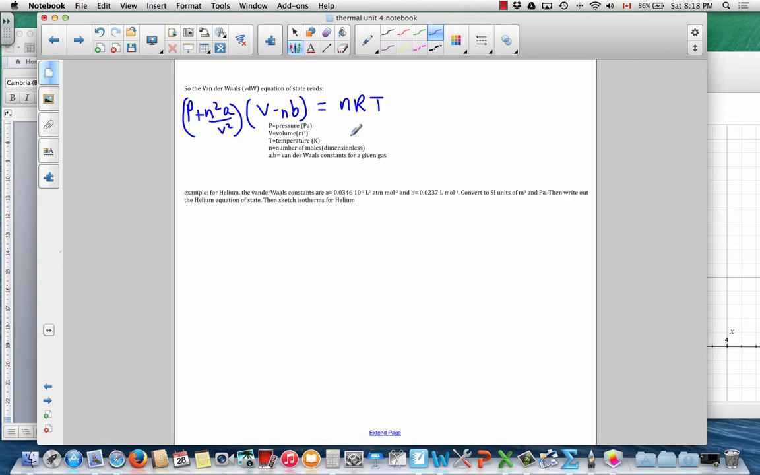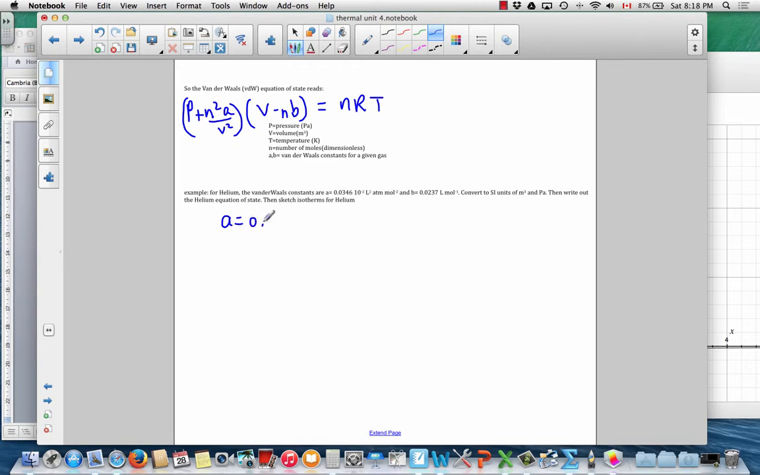This is the van der Waals equation of state, and a and b are the van der Waals constants. b measures the size, a measures the strength of the intermolecular force. And there are tables of these constants for various gases, so these are a couple of values for helium gas. We'd like to convert these to SI units.